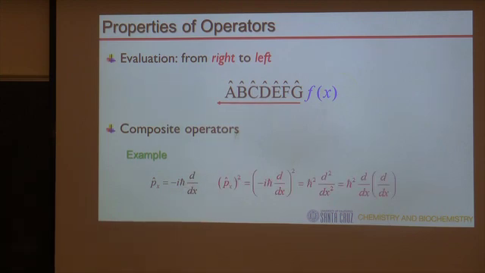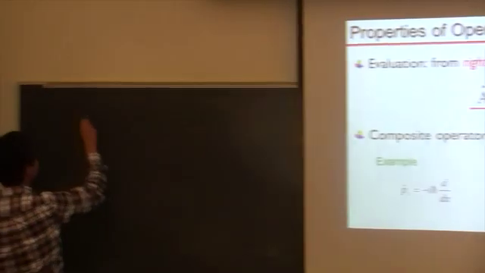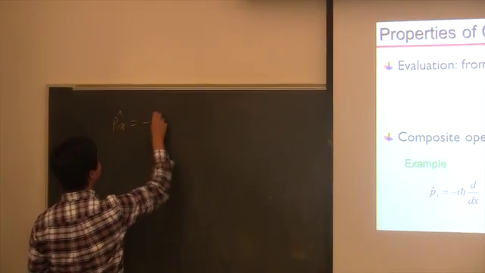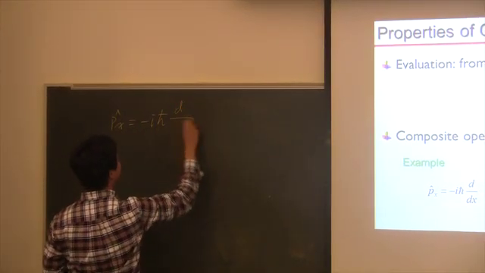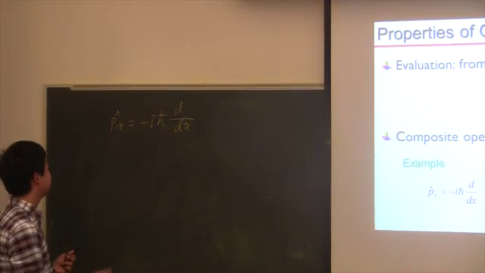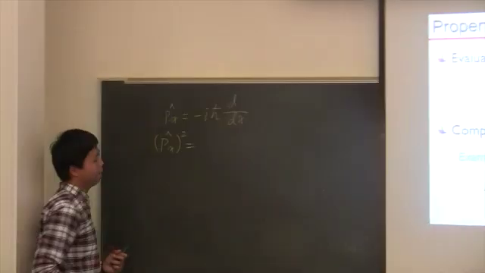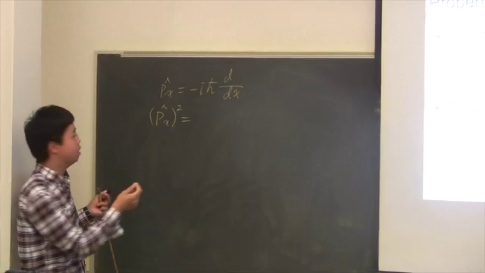And you should be able to evaluate what the new operator is. Okay, so let me show the derivation here, step by step, so you will understand how to do the calculation. The p_x is defined as -iħ d/dx. Right? Okay, so square it. So the whole thing gets squared, right?